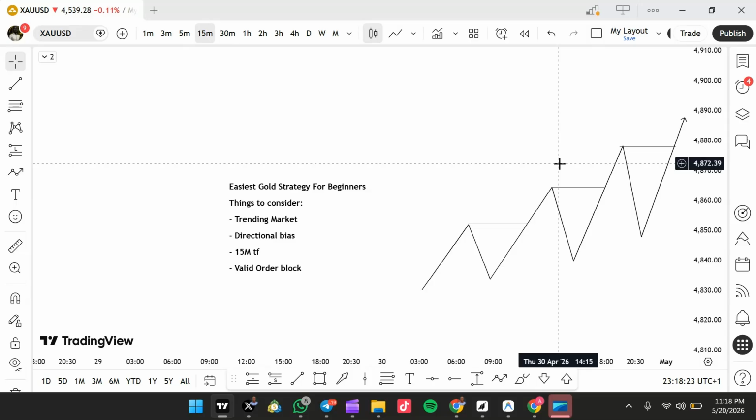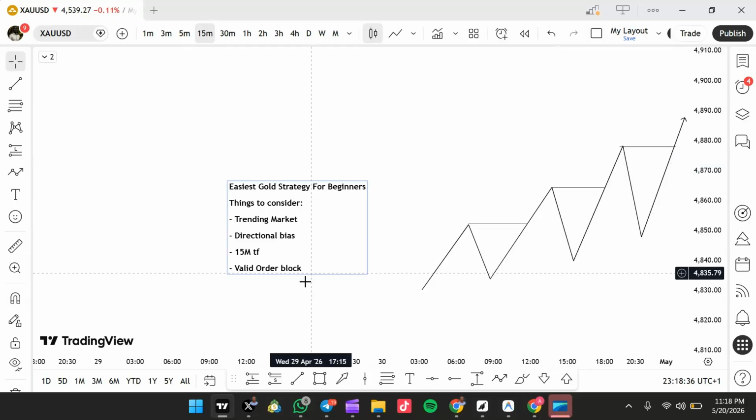And then the next thing is the 15-minute time frame. For this to work properly, you need the strategy to work on the 15-minute time frame. And the last thing is a valid order block.